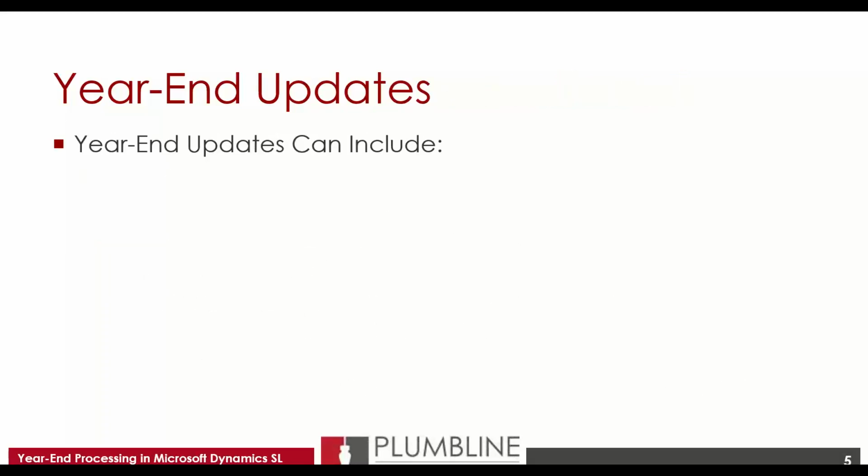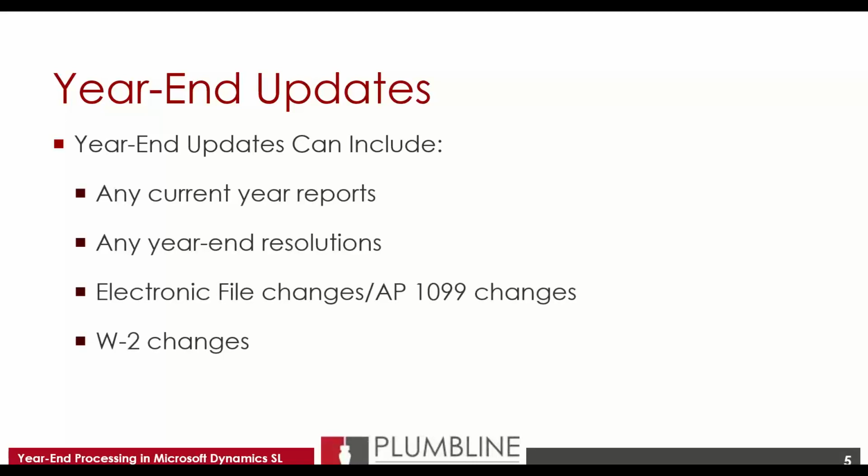Now, you might be wondering what all updates are included in these year-end updates that we speak of. They can include any current year reports, any year-end resolutions, so any changes that may need to be done to make sure your processing and reports are correct, as well as any electronic file changes or any changes to the AP 1099s and any changes to your W-2 formats.